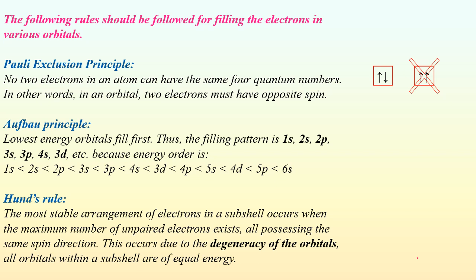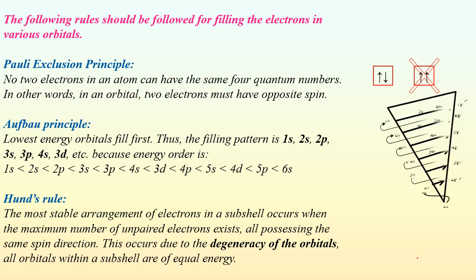Now, second is the Aufbau principle. According to the Aufbau principle, we have to fill those orbitals which have the lowest energy. So, in other words, the lowest energy orbitals fill up first. So, we have to go from down to up, step by step: 1s2, 2s2, then 2p6, 3s2, 3p6, 4s2, 3d10, 4p6.